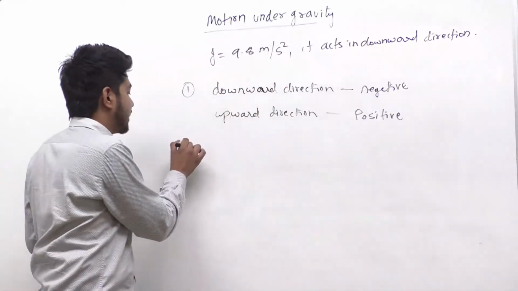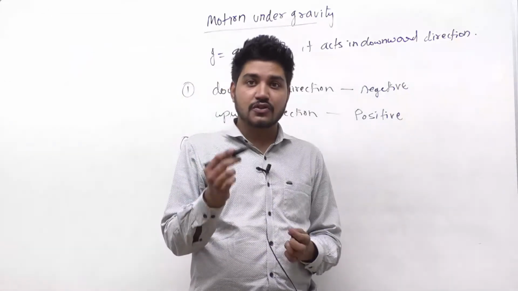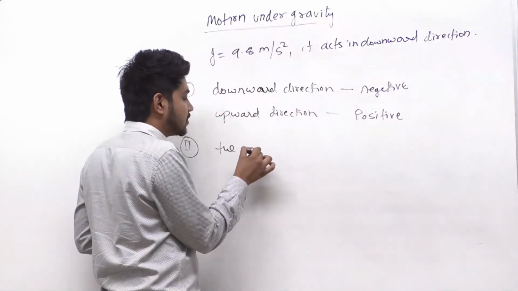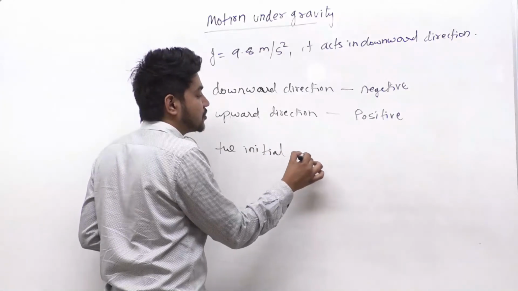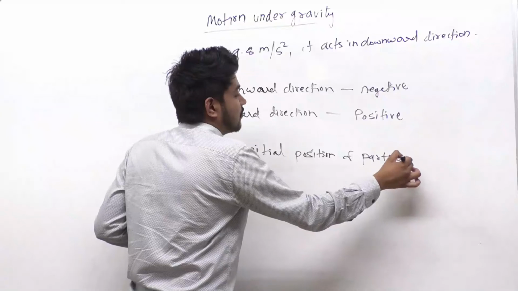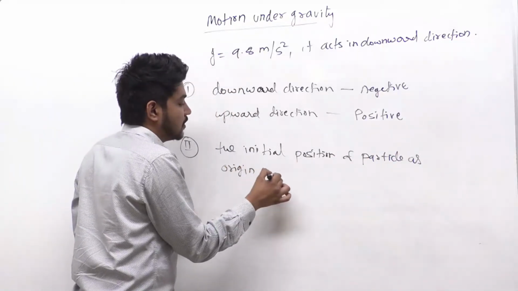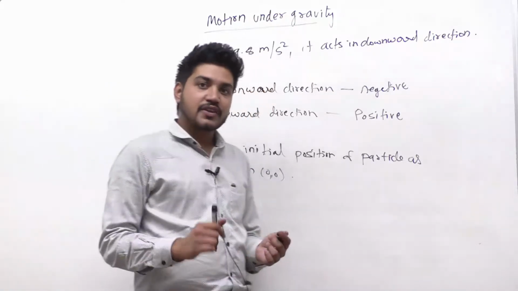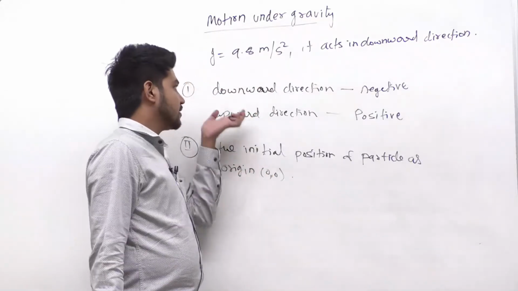The second thing is, the initial position of the particle we will always consider as origin, which means that is 0, 0, right? This is the second assumption we will take, and based on this only we will do all the calculations.